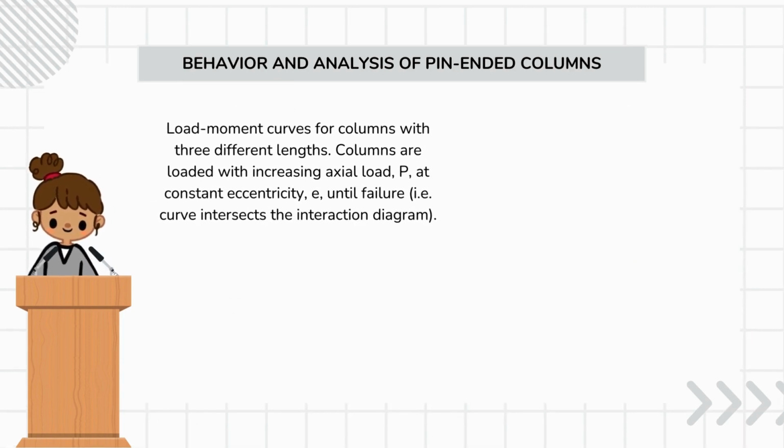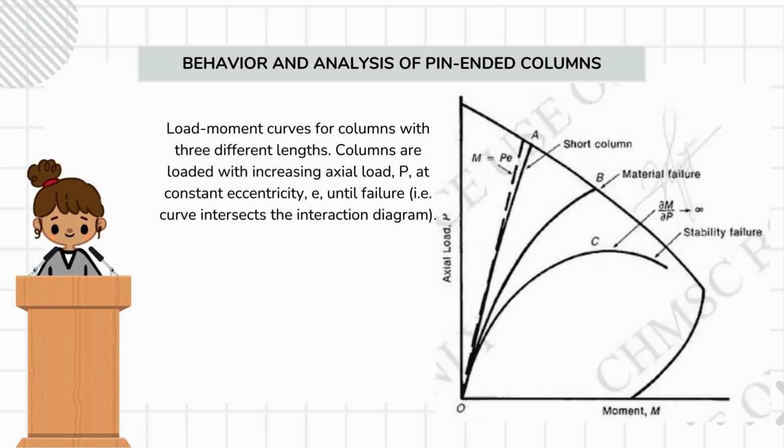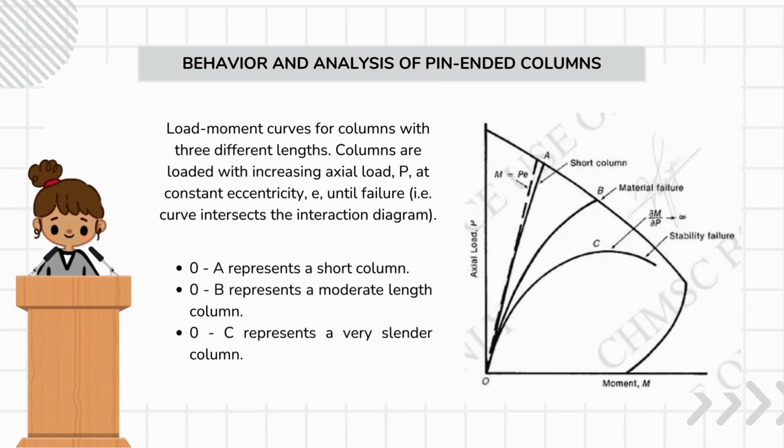Load moment curves for columns with three different lengths. Columns are loaded with increasing axial load, P, at constant eccentricity, e, until failure. That is, until the curve intersects the interaction diagram. Take a look at the figure. Curve 0 to A represents a short column. Curve 0 to B represents a moderate length column. Curve 0 to C represents a very slender column.